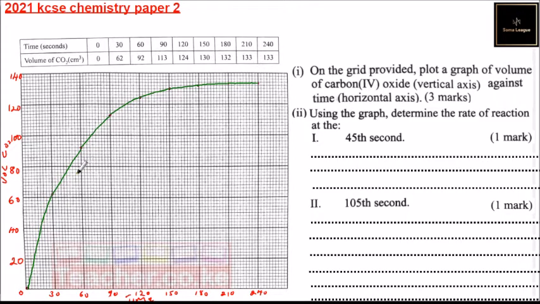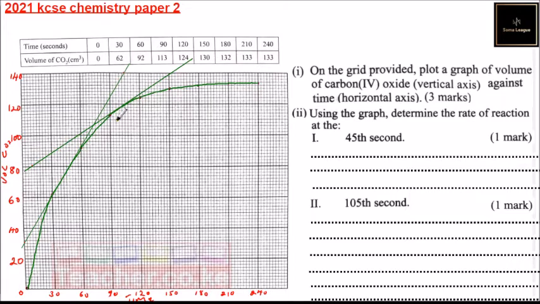Let's go ahead and do that. So these are the tangents. This is the first tangent where you draw at 45. 45 is in between 30 and 60. So you get, it's around that, should be 78 on the y, that is the volume. So you draw that tangent using a ruler.